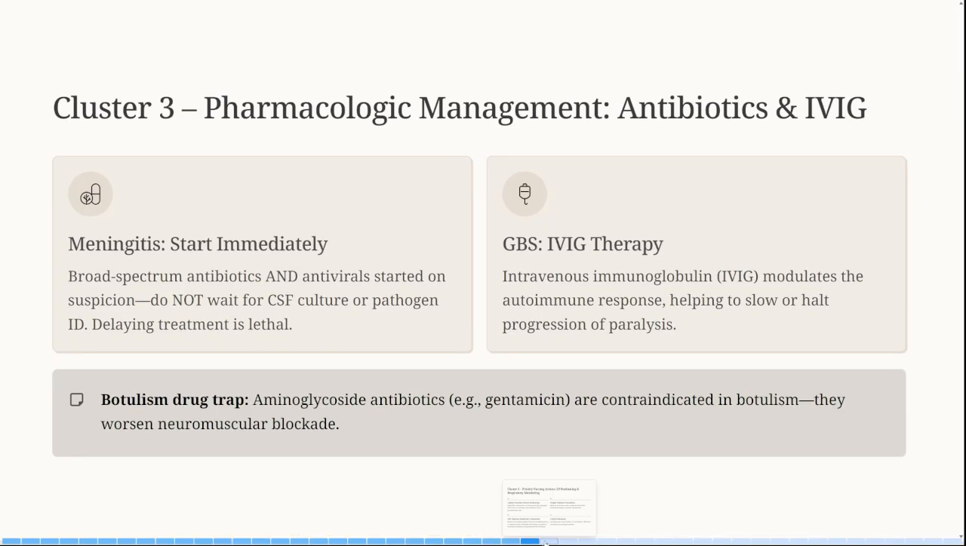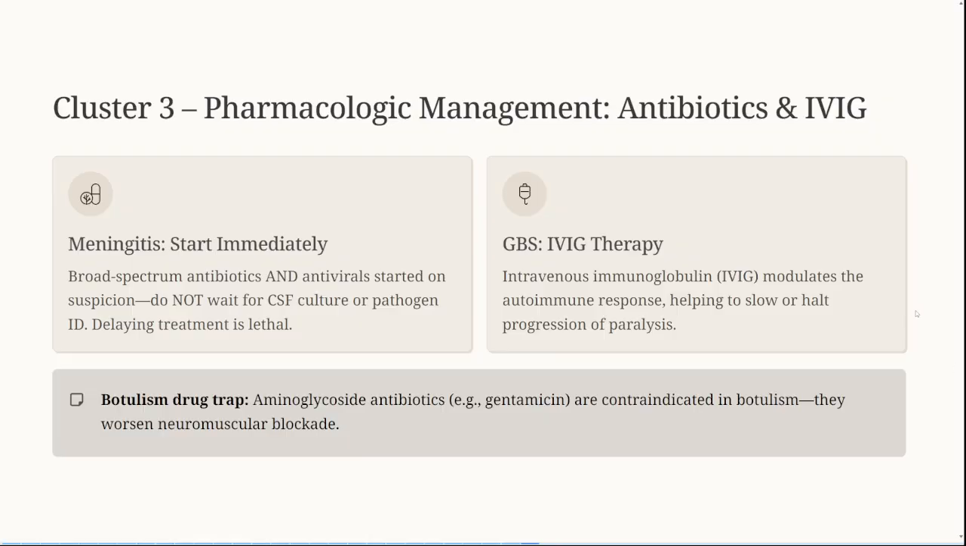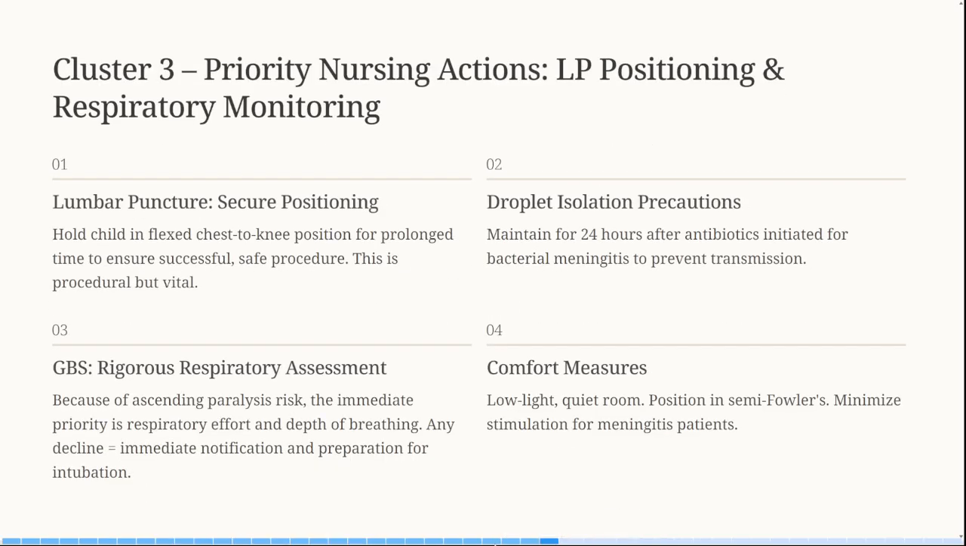And a specific drug trap. If a patient has botulism, which is a similar neuromuscular blockade, aminoglycoside antibiotics like gentamicin are contraindicated because they actually worsen the neuromuscular blockade. Good to know. Pharm and non-pharm management for meningitis. Pharmacologically, it's aggressive. Immediate antibiotics and antivirals until you confirm the causative agent. Non-pharm management includes droplet isolation precautions, which have to be maintained for 24 hours after antibiotics are started. And comfort measures. Yes, low light, quiet room, and positioning in semi-Fowler's.